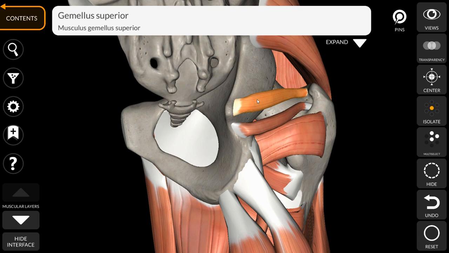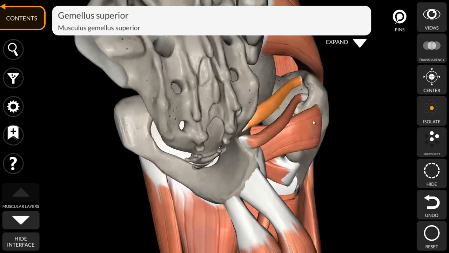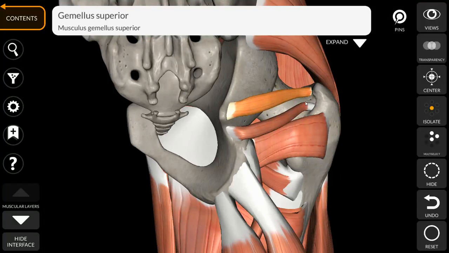If the superior gemellus attaches into the ischial spine, the inferior gemellus attaches to which part? The ischial tuberosity. And both of these muscles attach to which region? Same thing. Attached into the medial surface of the greater trochanter, class. Medial surface of the greater trochanter. Right.